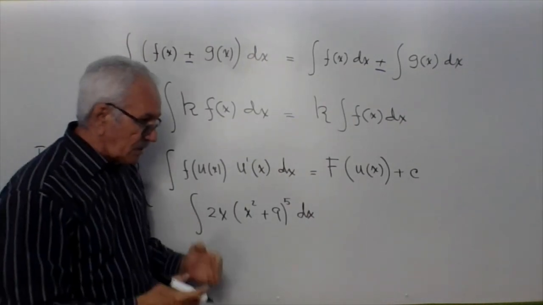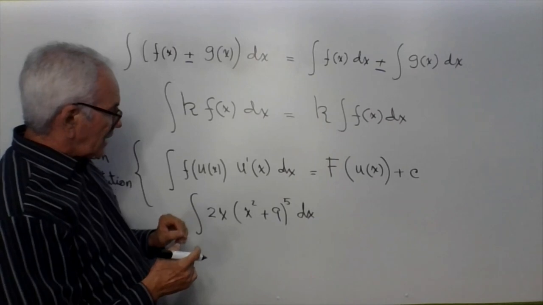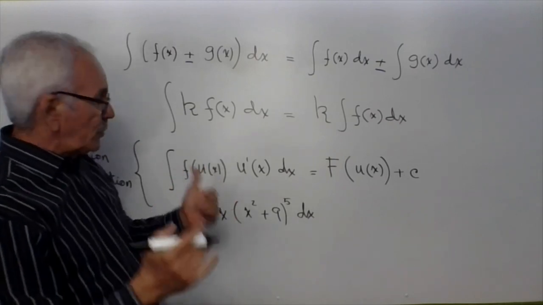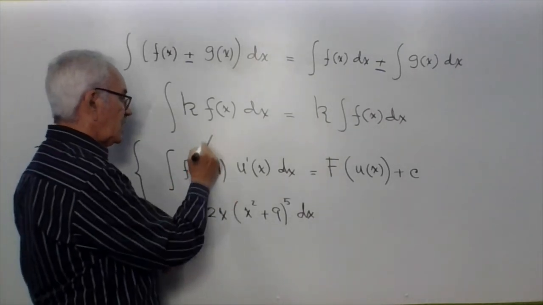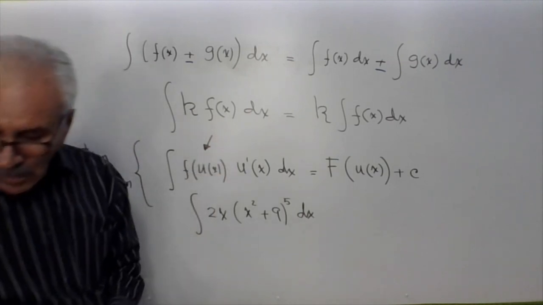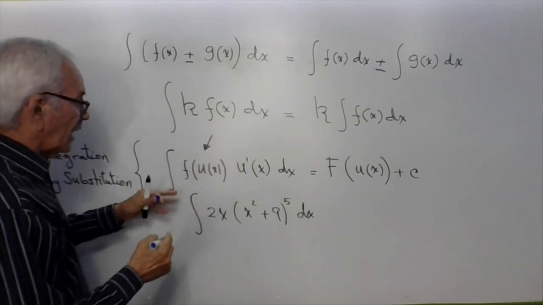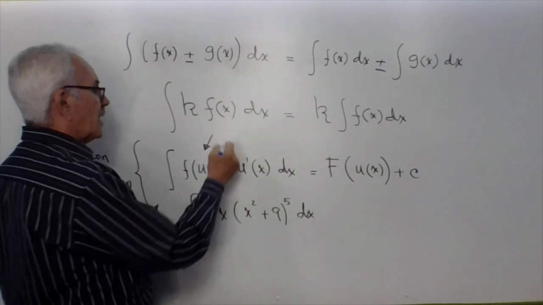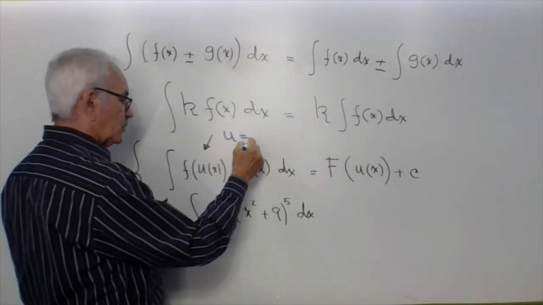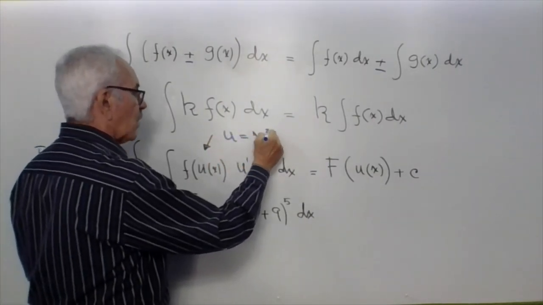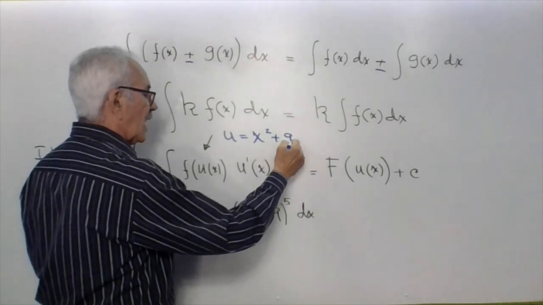I can consider in this case that we have a function u, a function in u, that one. So let me write that the function u can be equal to x squared plus 9.